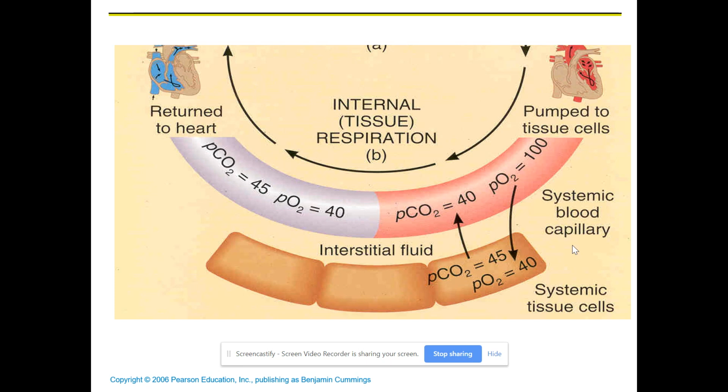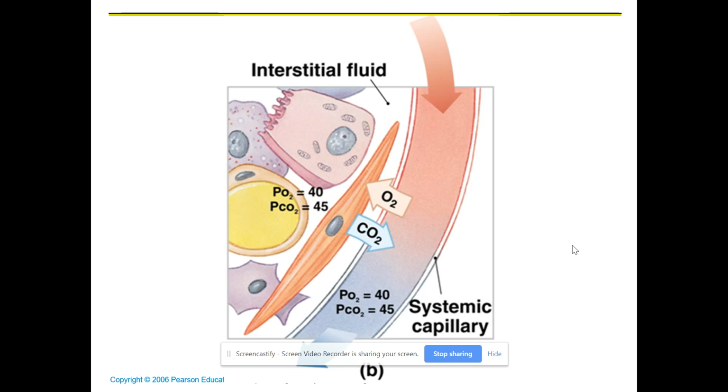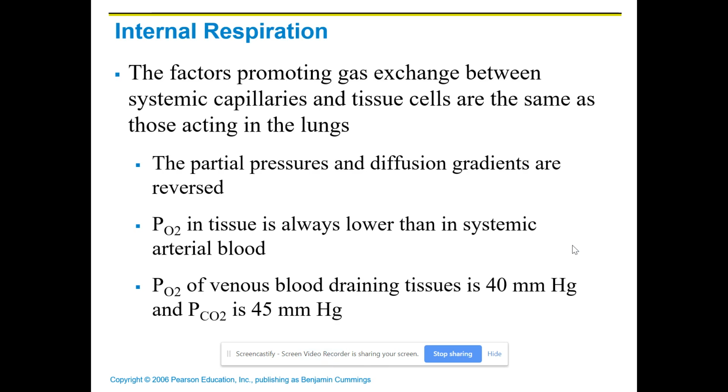And by the time the blood leaves these capillaries, it's going to look very, very similar to what we saw in the tissue cells. The partial pressure of oxygen will be about 40. The partial pressure of carbon dioxide will be about 45. That blood is then going to return to the right side of the heart. And then it's going to be pumped to the lungs, and we're going to have external respiration again. So if we look at this, again, it's gas exchange between blood and tissues. The partial pressures here are reversed. The diffusion gradients are reversed. Oxygen is higher in blood, and so it diffuses into the tissues. Carbon dioxide is higher in the tissues, and so it diffuses into the blood.